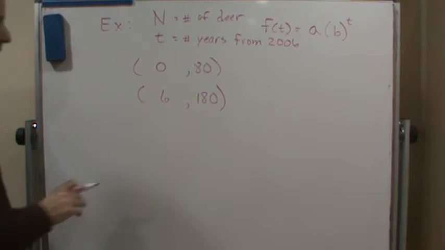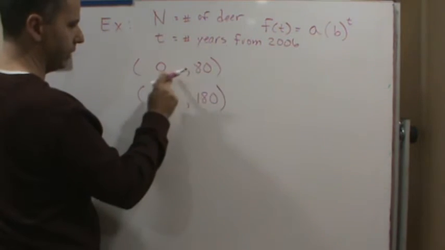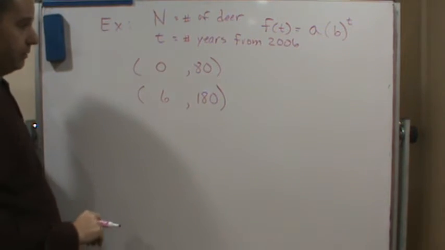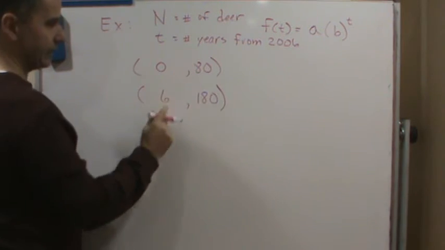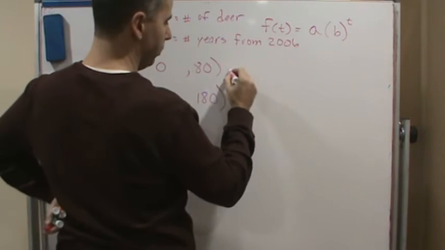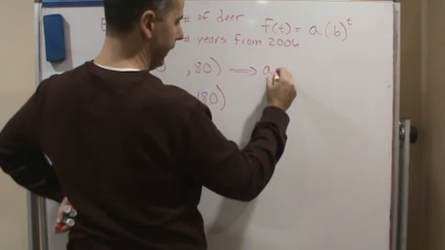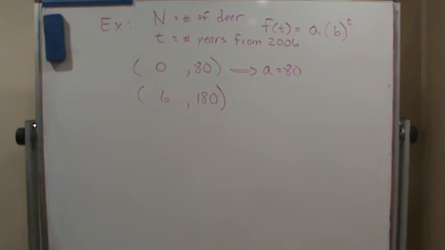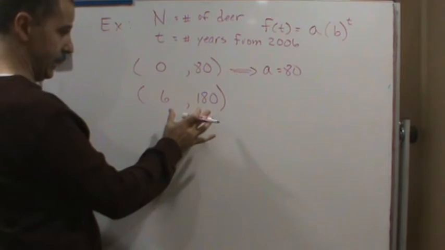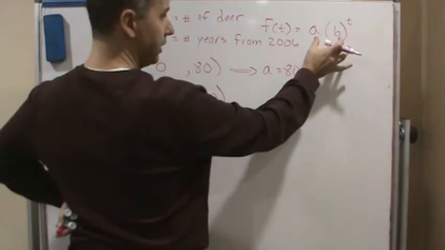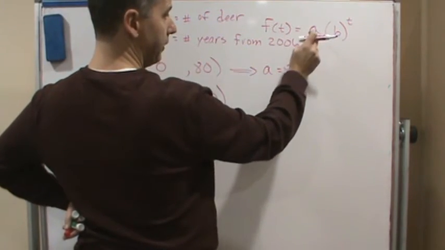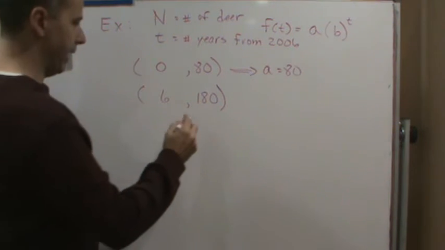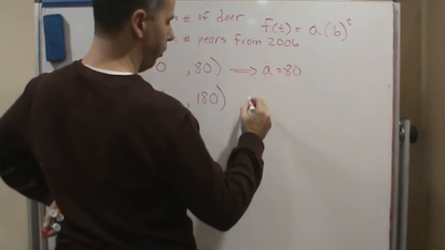Now notice that we have a 0, comma, number here. So this is our y-intercept. That means 80 is our A. So we already know A equals 80. So guess what? All we have to do is take this point, plug it into this equation with A equal to 80, and solve for b.